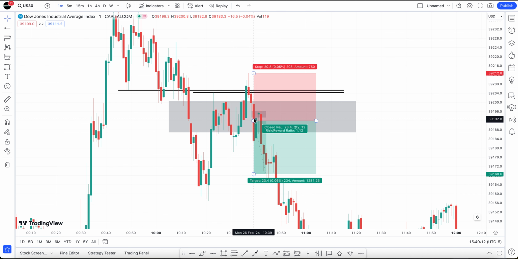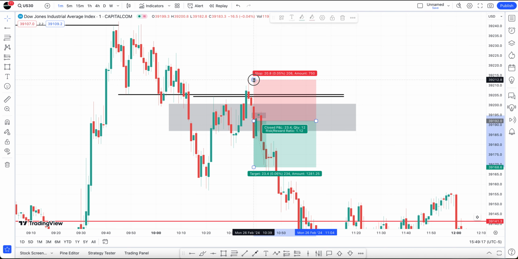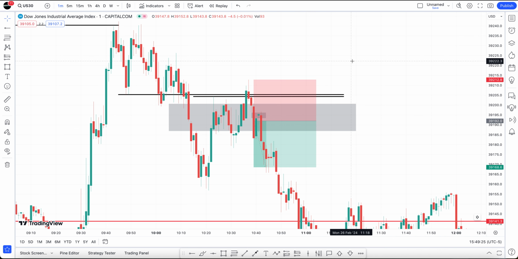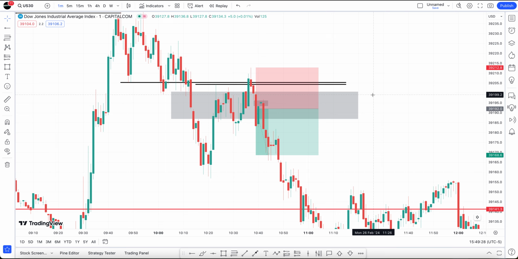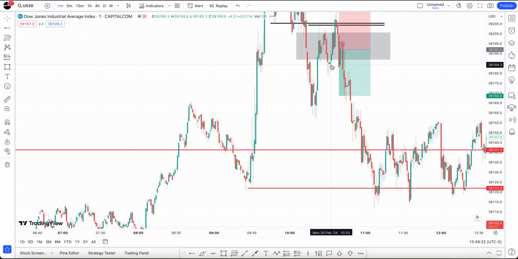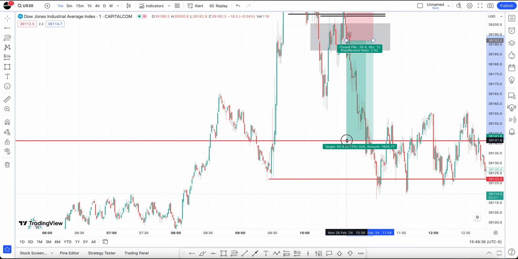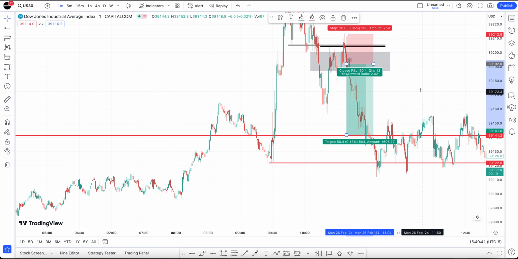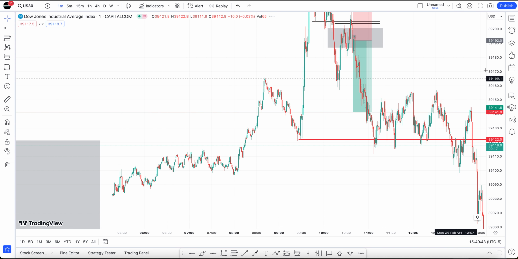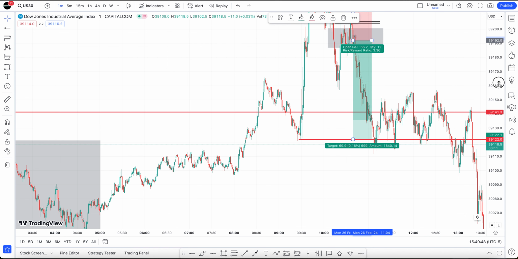So I entered here, 10:39. Stop was above the high, 20 points. And my first target was over here, so 1 to 2. And then my second target was this low, which makes the 1 to 3.